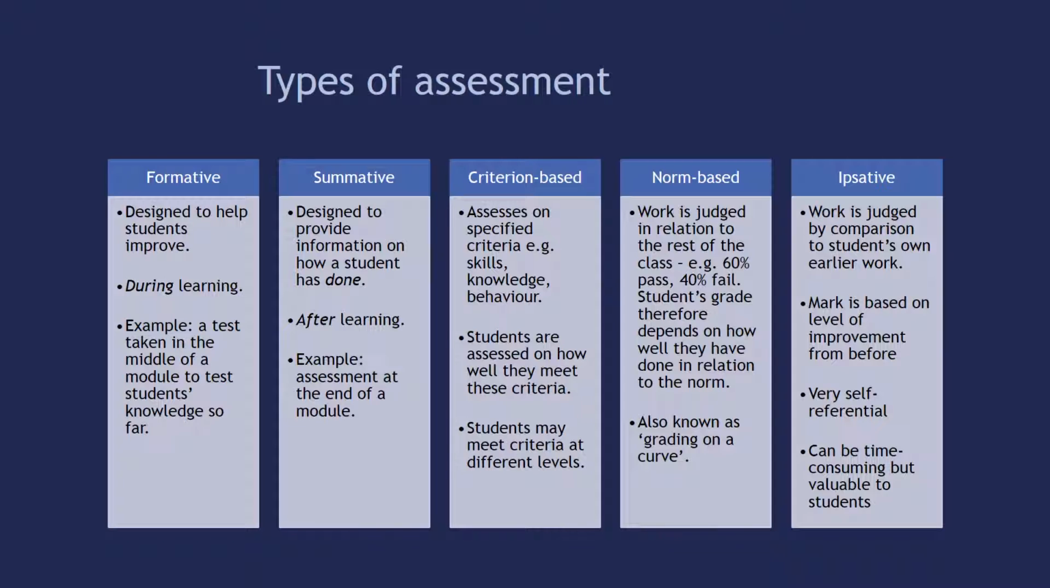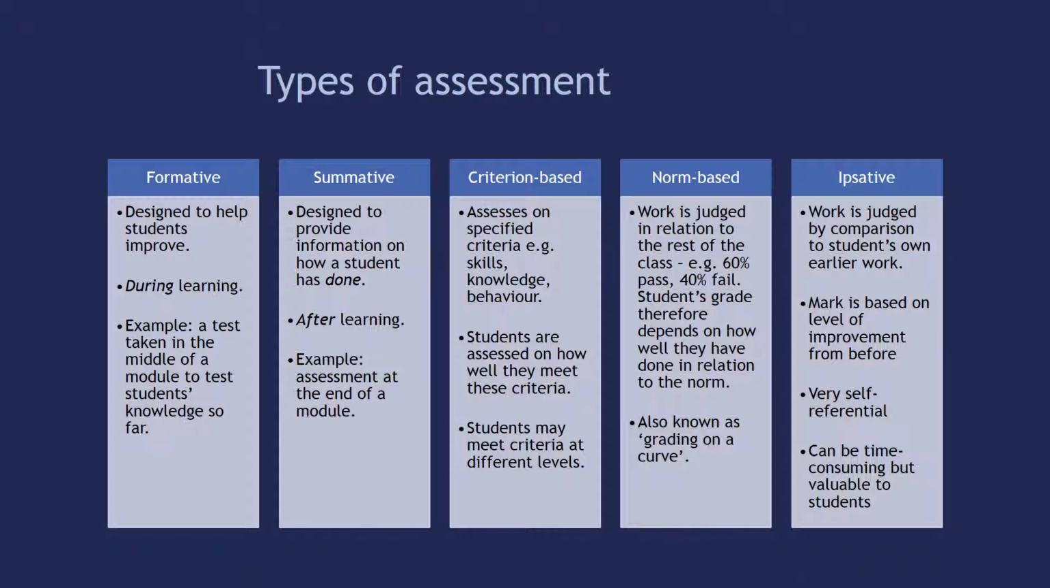Another way that you can assess students is norm-based assessment. That's when students' work is judged in relation to the rest of the class. So it might be decided beforehand that 60% of the class will pass and 40% of the class will fail. The student's grade therefore depends on how well they've done in relation to the norm. This is often done in the US, and it's known as grading on a curve. So you know in advance roughly how many people will get A's, B's and C's.